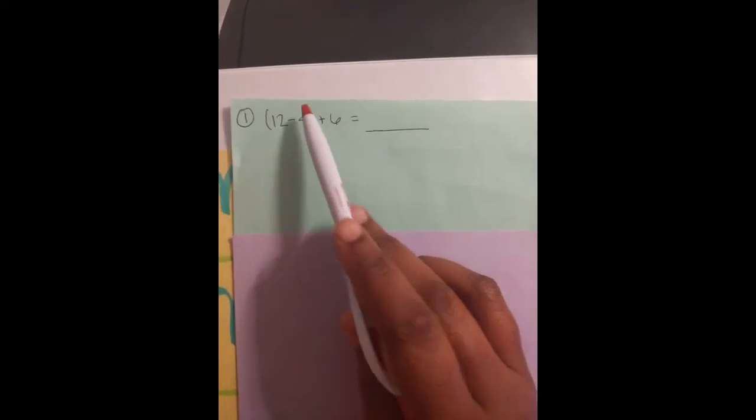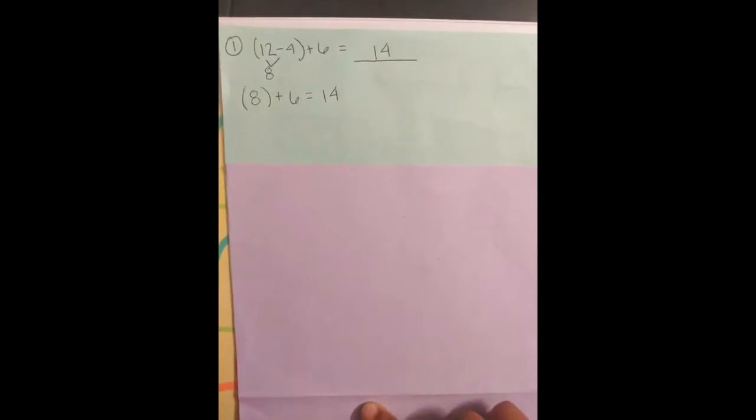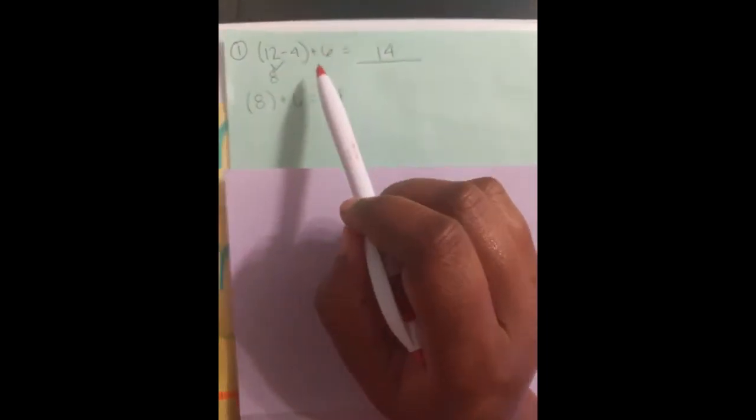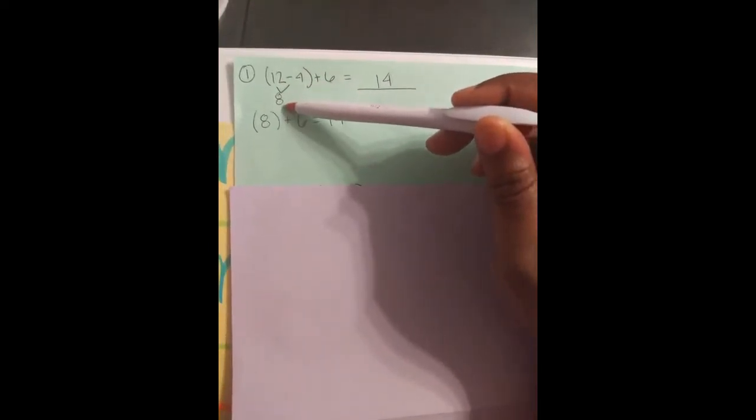Our next equation has 12 minus 4 inside of the parentheses plus 6 equals blank. Let's go ahead and find that blank. You guys have 20 seconds. If you got 14 for your first answer, you are correct. 12 minus 4 is inside of the parentheses, so we solved that one first. 12 minus 4 is 8. 8 plus 6 is 14.